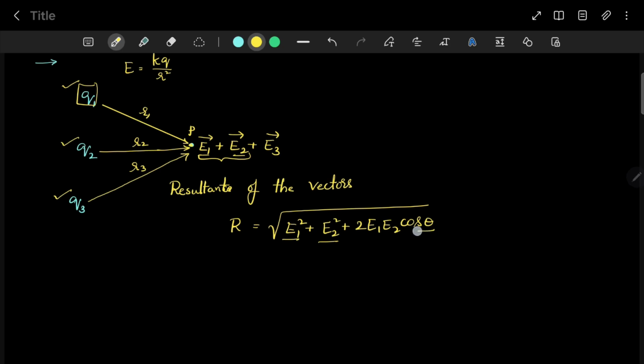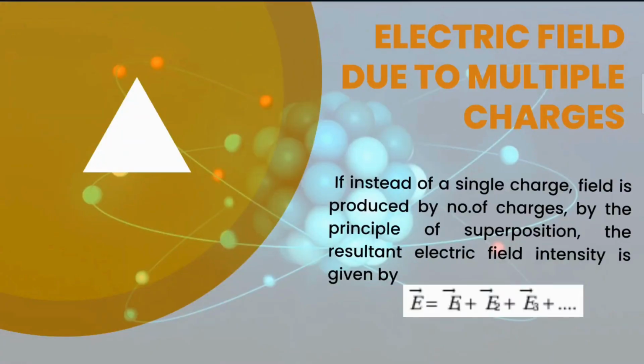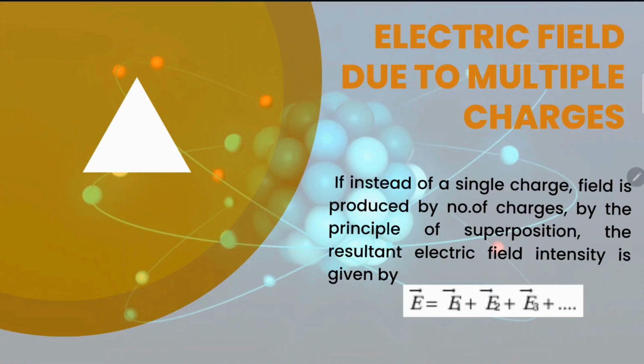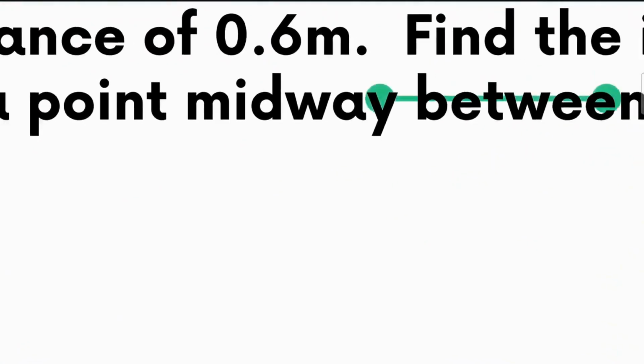So let us continue with this particular representation. Let us try to do around 2-3 numericals based on this concept. That is regarding the electric field due to multiple charges. Instead of a single charge, if multiple charges are acting at a point, then the resultant electric field intensity is given by E vector is equal to E1 vector plus E2 vector plus E3 vector. The summation of these electric field vectors, we call the principle of superposition. Now let us do a numerical based on this.